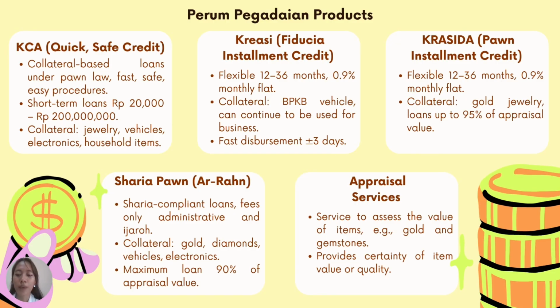Next is Sharia pawn or Arrum. This is Sharia-compliant loans, and the fees are only administrative and ijarah. The collateral are gold, diamonds, vehicles, and electronics. The maximum loan in Sharia pawn is 90% of appraisal value.